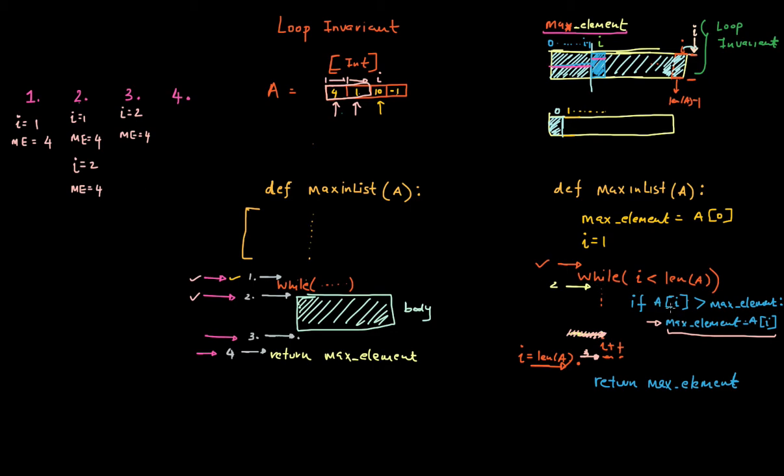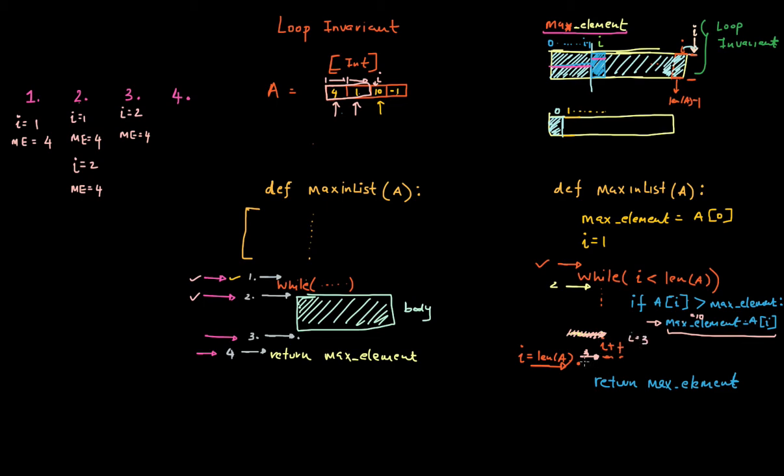At this point, I'm checking: is A of I greater than max element? I in this case is pointing at 2. So if I is pointing at 2, well, 10 is greater than maximum element. That's true. Max element equals A of I, so my max element now gets changed to 10. Max element is now 10. I'm doing I++. I has incremented to 3.